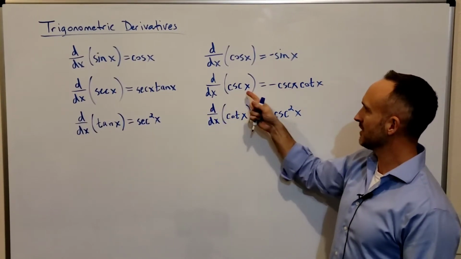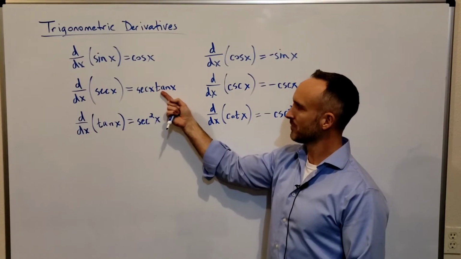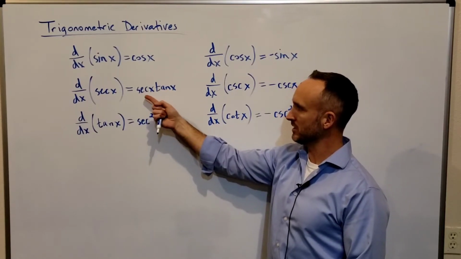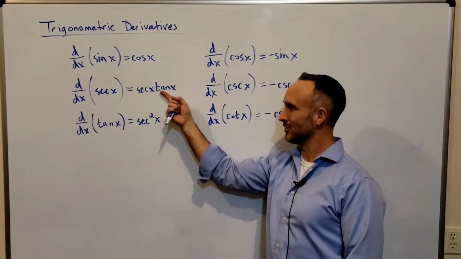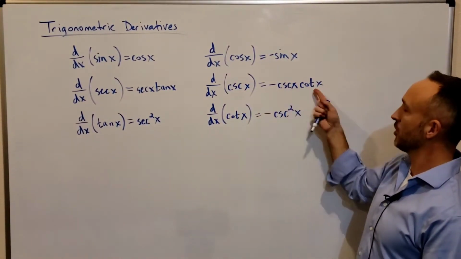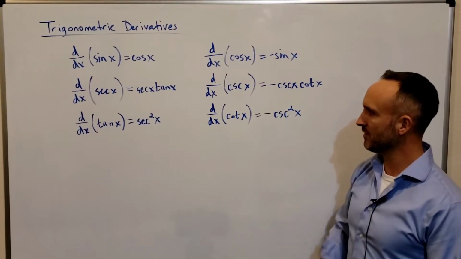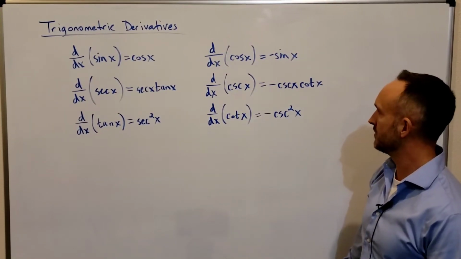The secant and the cosecant function output itself times one of the tangents. So secant outputs itself times the non-cotangent, right? Just the regular tangent. While cosecant outputs itself times the cotangent. All right, so you can pick up on the patterns. You can nail these down very quickly. You need to know those derivatives.